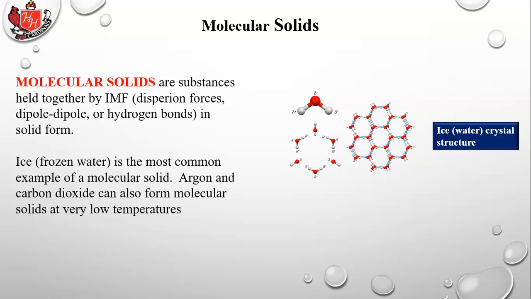So there you see a water molecule, just a lone water molecule. Down below, you see it in a hexagonal structure that ice forms because of the hydrogen bonds. And then you see it layered over there on the right. So it can form layers like that.